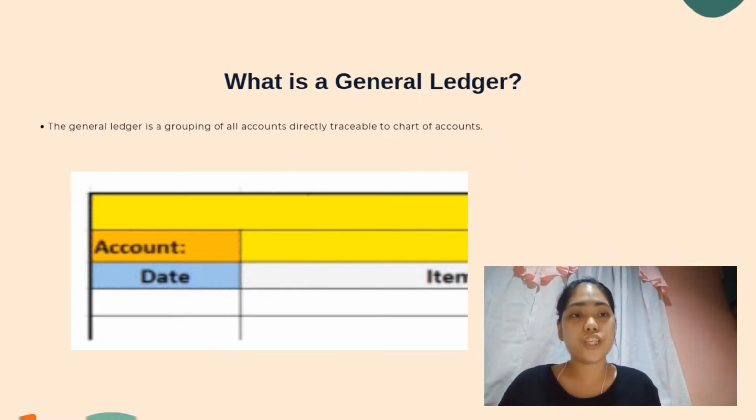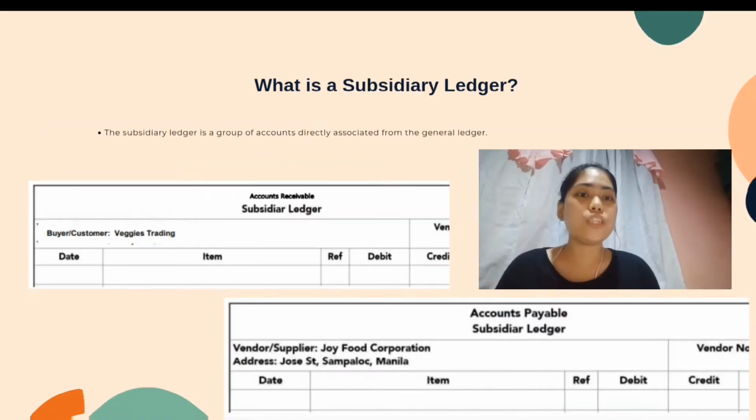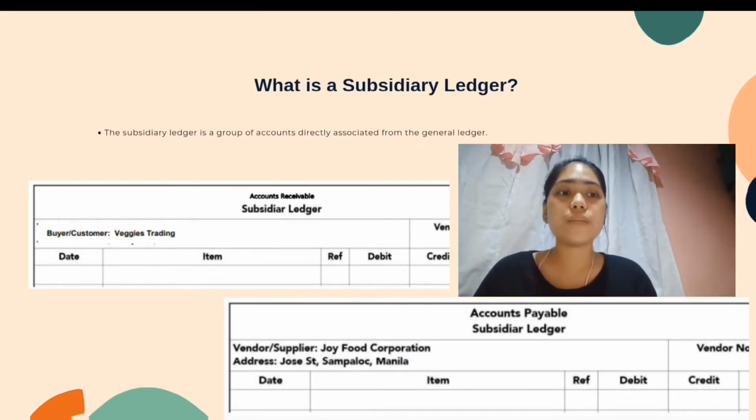Under the general ledger, we have the subsidiary ledger, which is the group of accounts directly associated with the general ledger. The general ledger and the subsidiary ledger, or subledger, are accounts that record business transactions. However, while the general ledger is the set of master accounts where transactions are recorded, the subledger is an intermediary set of accounts that are linked to the general ledger. We have the format example for the general ledger and subledger in the presentation.